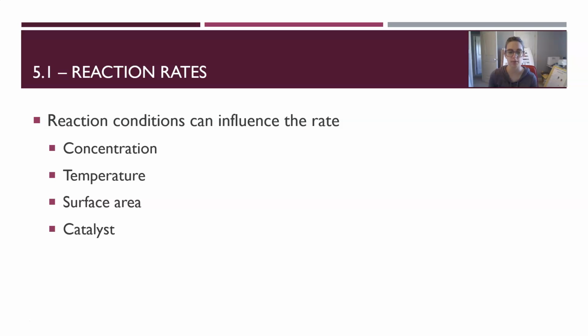Different experimental parameters can affect our rates of reaction. Those include concentration of our reactants, the temperature at which the reaction takes place, the surface area, so the size of the particles, and whether or not a catalyst is present and/or needed to make the reaction happen.